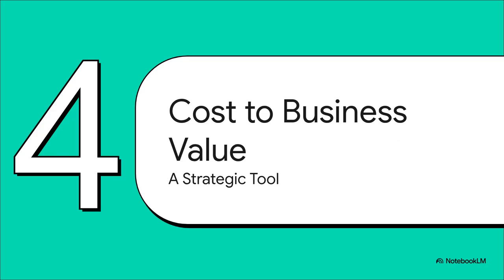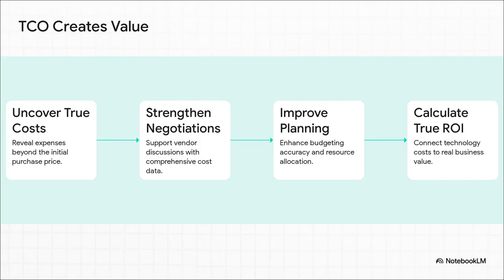But here's the thing, getting a handle on these numbers isn't just about pinching pennies. When you do a proper TCO analysis, you elevate the conversation. It stops being about cost cutting and becomes a powerful tool for making smarter, more strategic decisions for the entire business. This is why TCO is so much more than an accounting exercise. It's a strategic weapon. When you have this data, you can walk into negotiations with vendors from a position of strength. You can make your financial planning way more accurate, and maybe most importantly, you can finally calculate the true return on your investment.